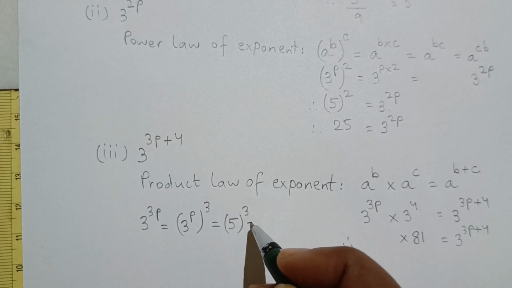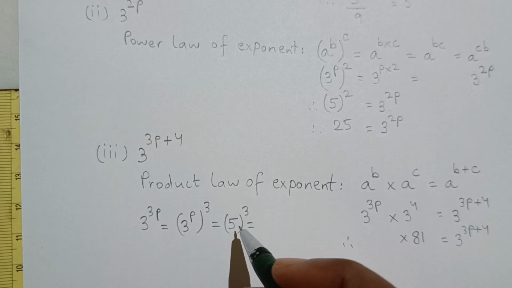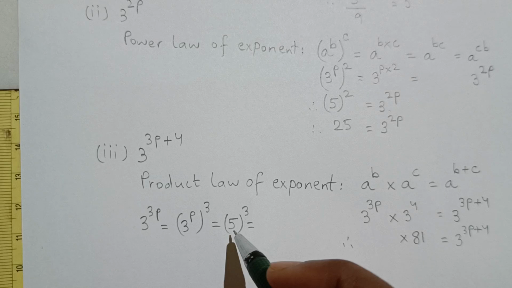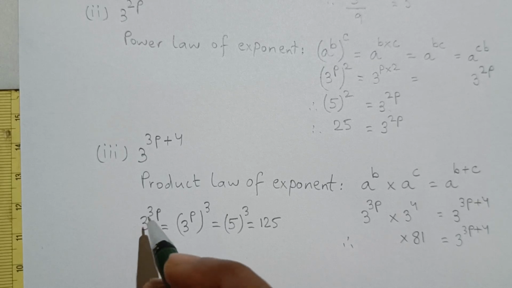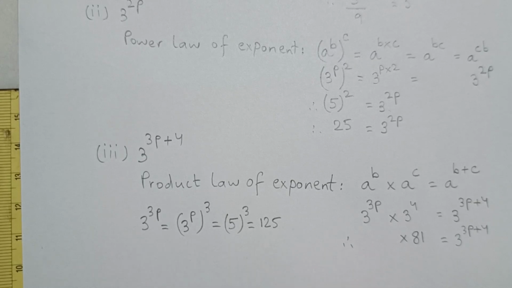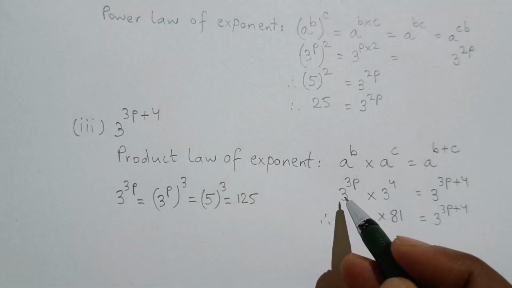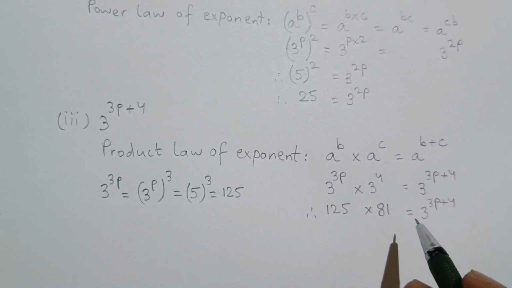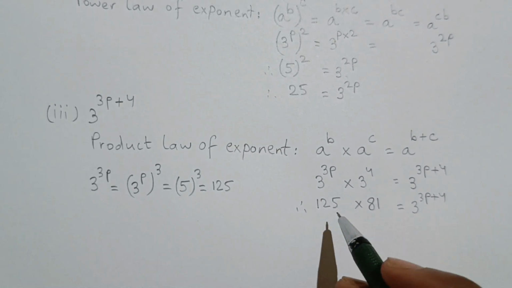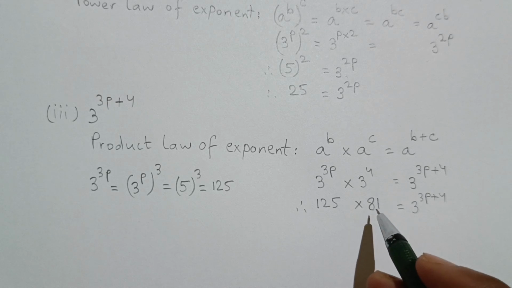So 5 cube. And what is 5 cube? 5 into 5 into 5. 5 into 5 is 25. 25 into 5 is 125. So 3 to the power 3p is 125. So 3 to the power 3p plus 4 is 125 multiplied to 81.